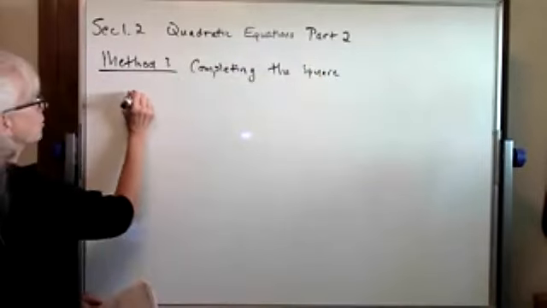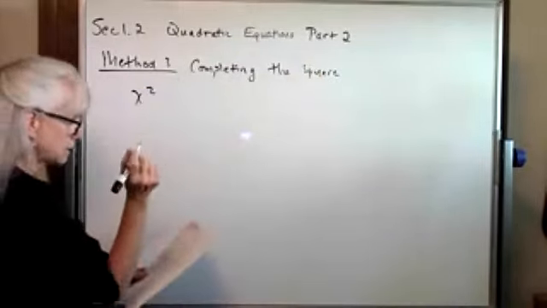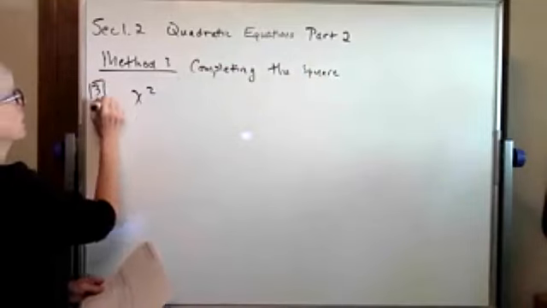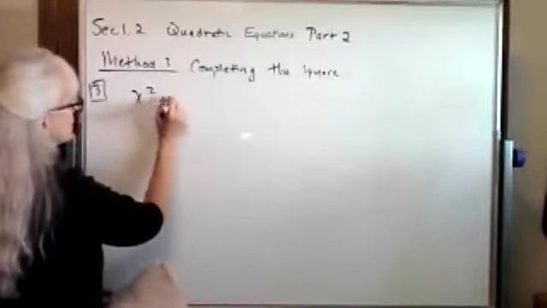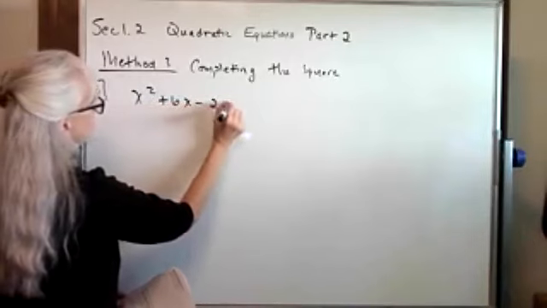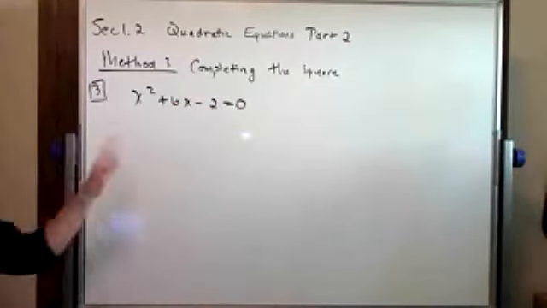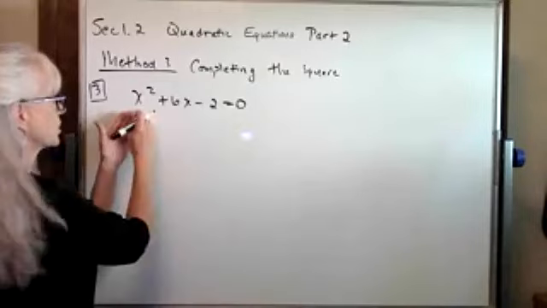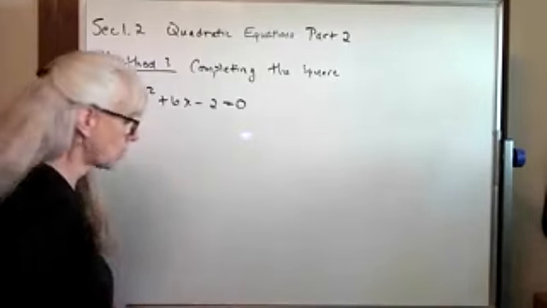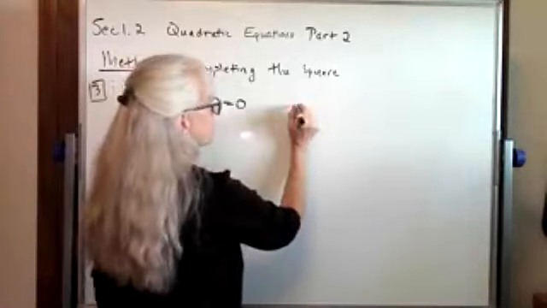So for our equation we're going to solve, this is example 3, x squared plus 6x minus 2 is equal to 0. Okay, so notice it's already in standard form. So square term first, bx, and then c. What we're actually going to do this time is we're going to move the constant.